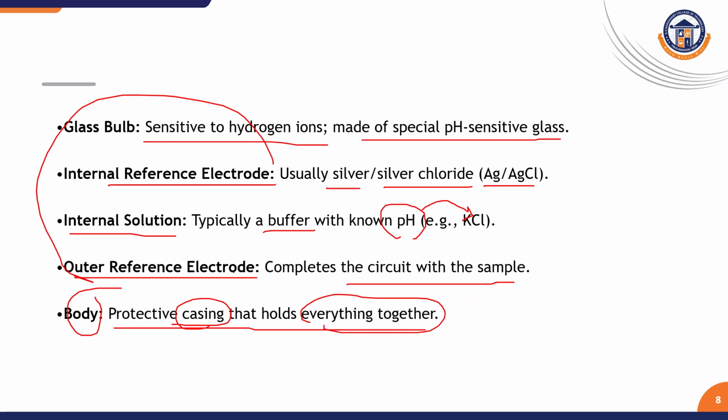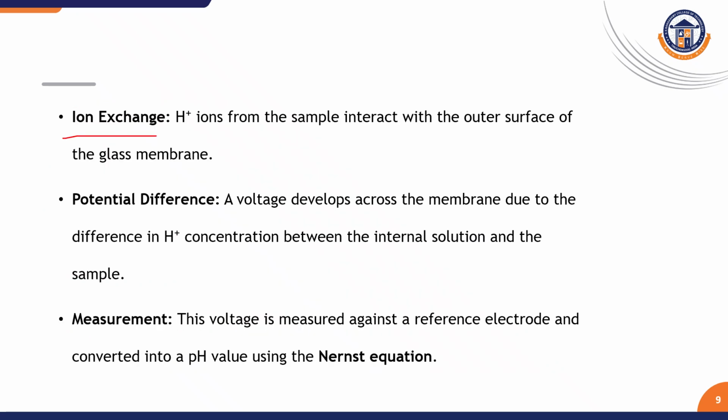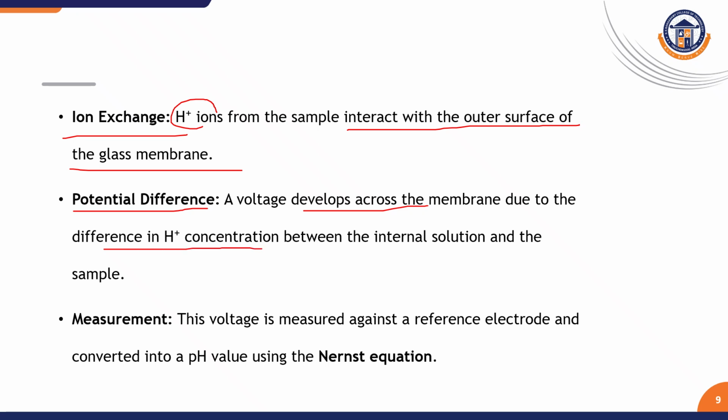Now, the ion exchange: H plus ions from the sample interact with the outer surface of the glass membrane. What is the potential difference? A voltage develops across the membrane due to the difference in H plus ion concentration. This is very important. It takes place between the internal solution and the sample.